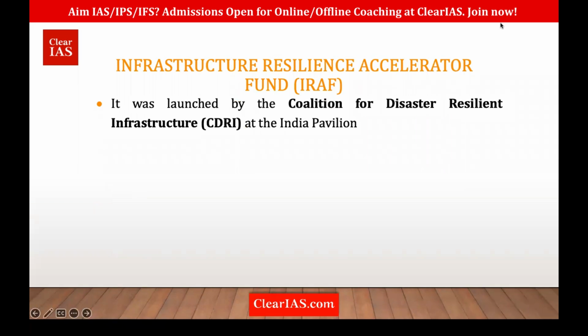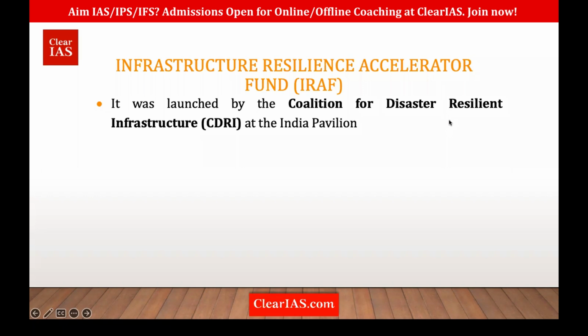These are infrastructure, for example, if there is an earthquake and the building follows an earthquake code, it becomes resilient. It won't fall. Similarly, if floods are going to happen very frequently, there will be high rainfall, there will be frequent floods. So in order to overcome this flood, especially in the island nations, this Infrastructure Resilience Accelerator Fund would help.